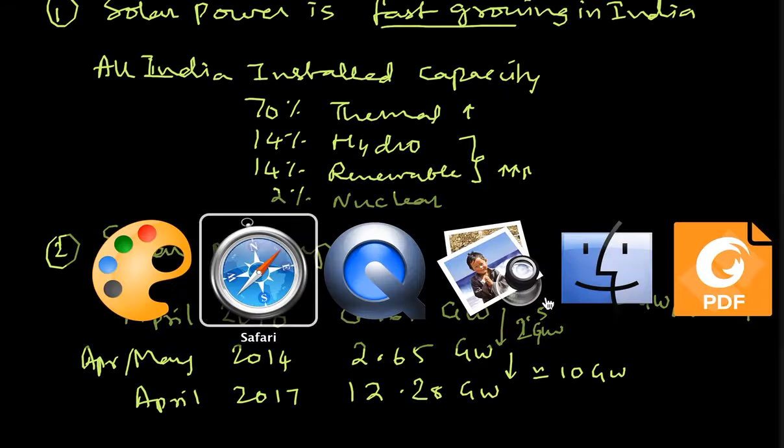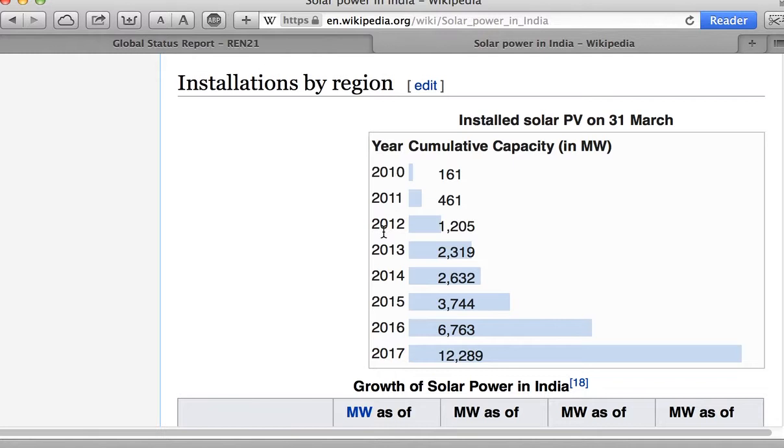So here also there was a good growth, about 2.5 gigawatt, but that is in 4 years. In 2011 it was 0.4 gigawatt, in 2012 it is 1.2 gigawatt, and so on. You see the increase from 14 to 15 is very high, the increase from 15 to 16 is very high, and the increase from 16 to 17 is even higher. The increase from 17 to 18 will be even higher. If 6,000 becomes 12,000, it is almost doubling.